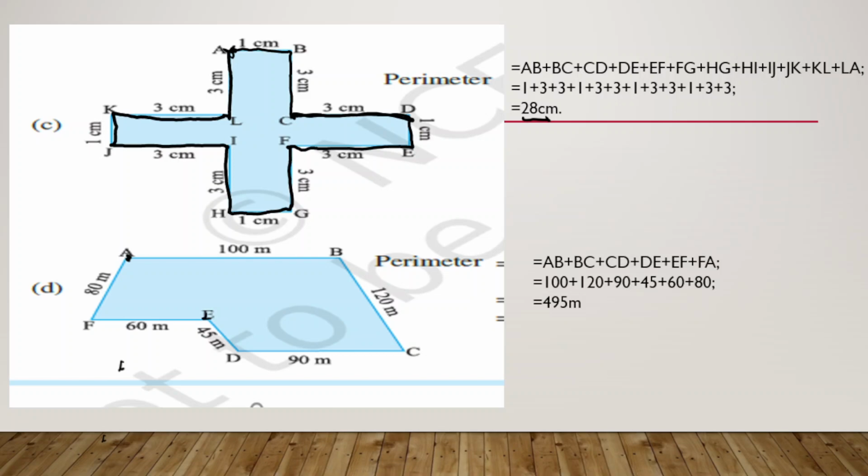To find the perimeter of this figure, we need to cover all the boundaries. The distance covered by AB is 100 meters, BC is 120 meters, CD is 90 meters, DE is 45 meters, EF is 60 meters and FA is 80 meters. We completed one round. We started from A and again came to the same point A. So this is the perimeter of this figure: 100 plus 120 plus 90 plus 45 plus 60 plus 80, which is 495 meters.